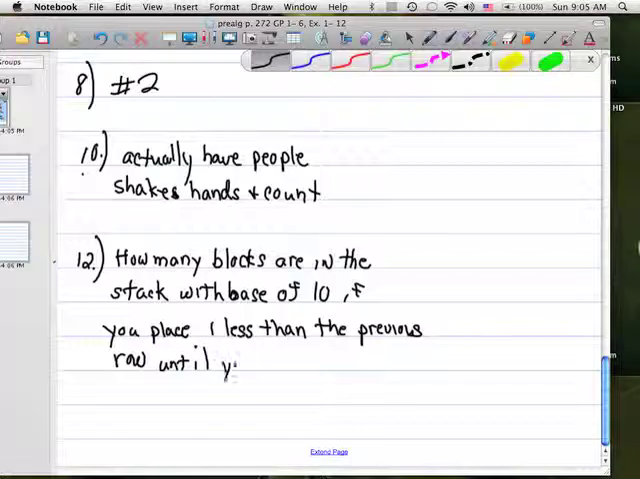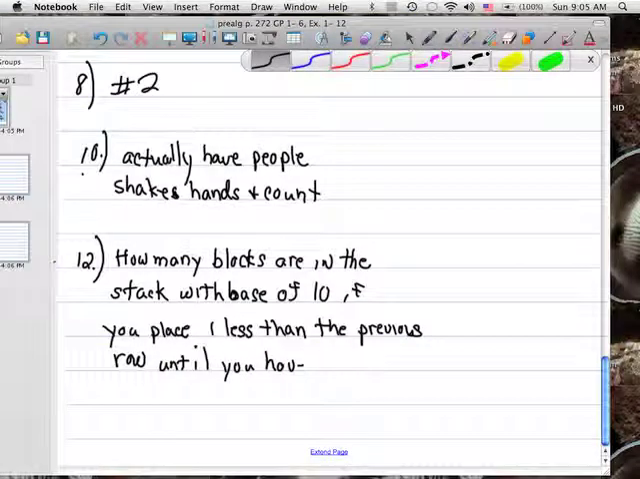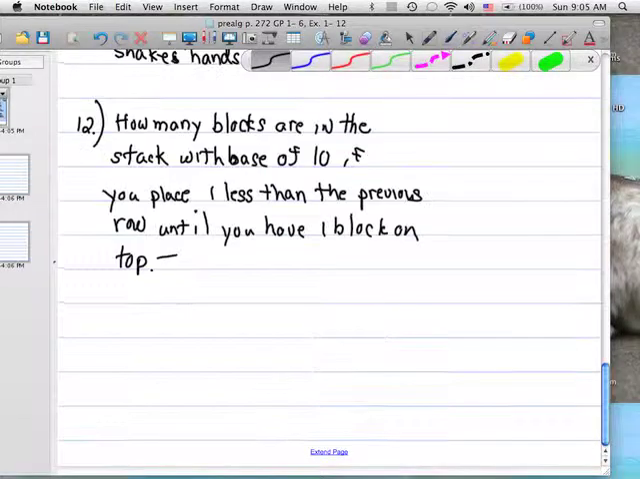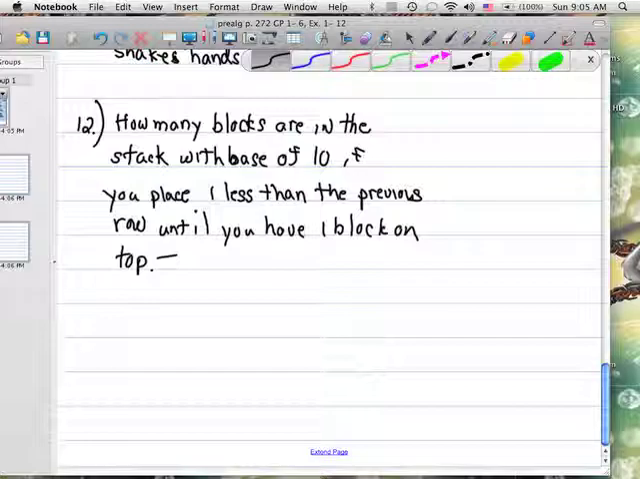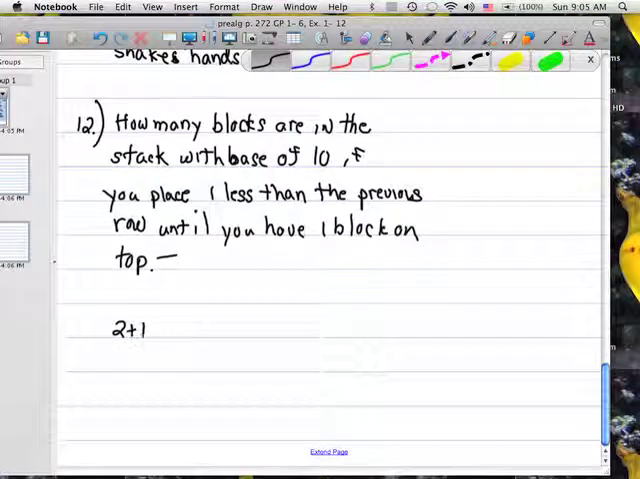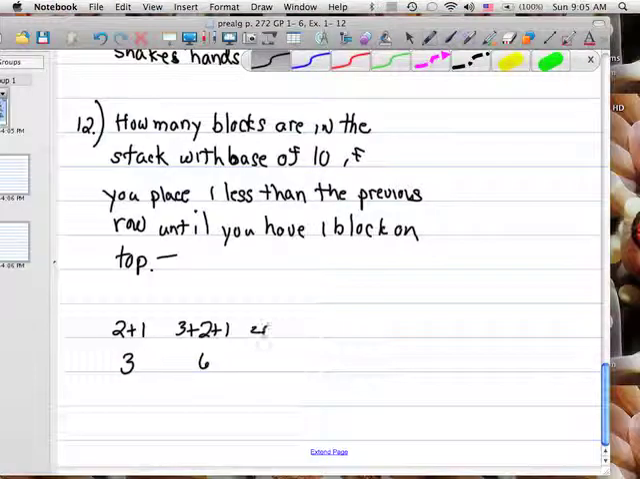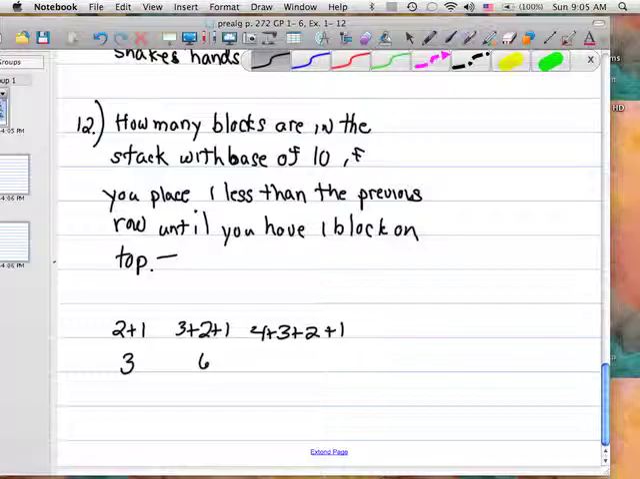Until you have one block on top. So first one I have 2 plus 1, and I got 3 blocks. The next one's 3 plus 2 plus 1, and I have 6 blocks. The next one is 4 plus 3 plus 2 plus 1, and I have a total of 10 blocks.